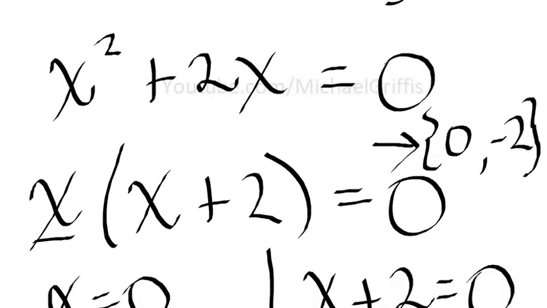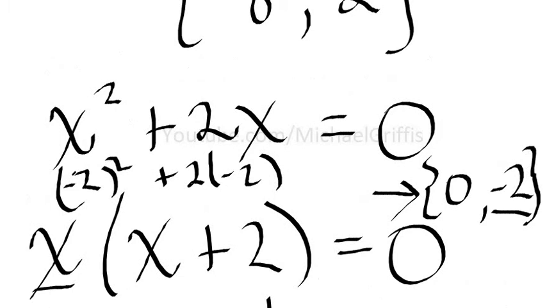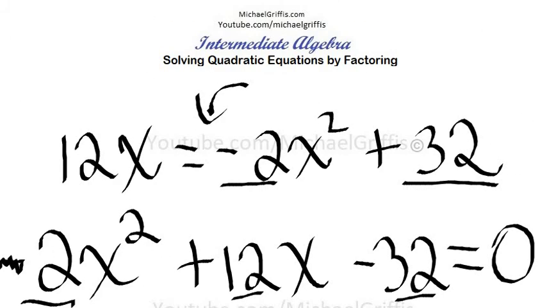If you come up here, you plug 0 in, you get 0 squared plus 2 times 0, which is 0. So you get 0 is equal to 0. Then you can take negative 2 and plug it in: negative 2 squared plus 2 times negative 2. What do we get? We get 4, and 4 plus 2 times negative 2, which is negative 4. So 4 minus 4, that's 0 also. So that works out. Those are our solutions.